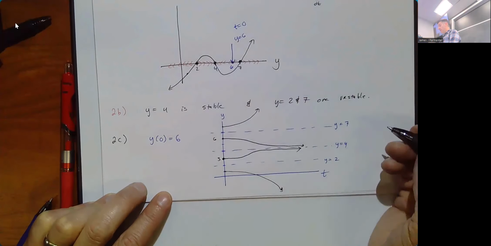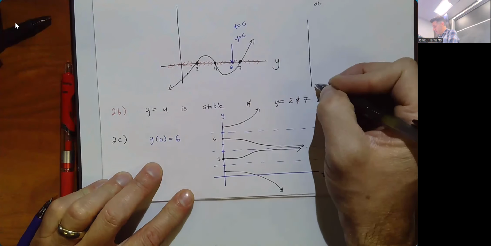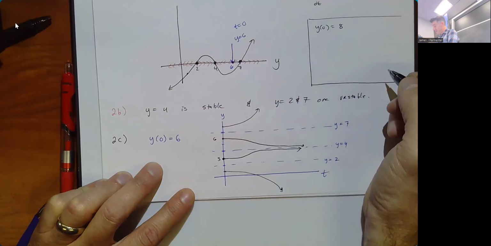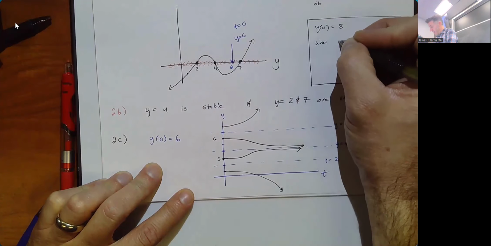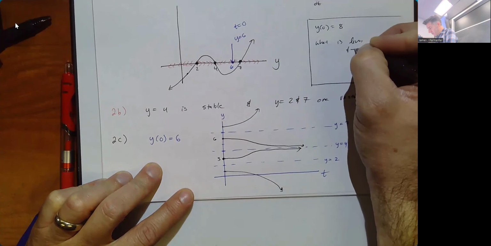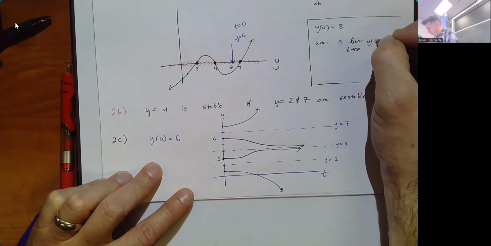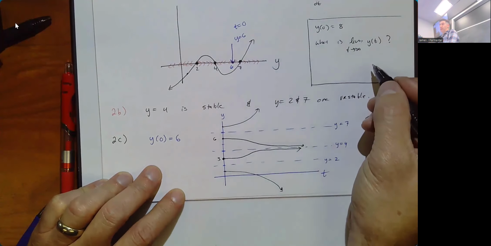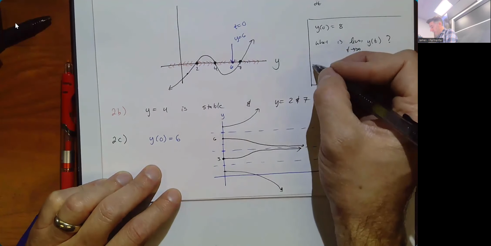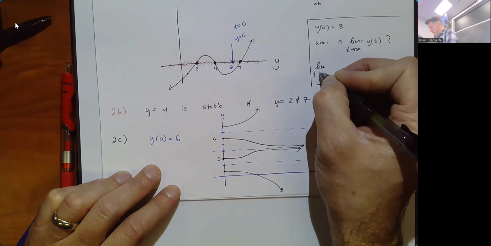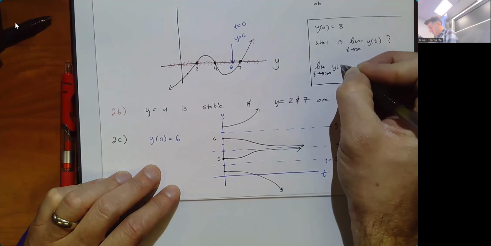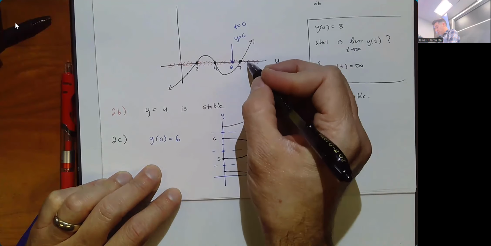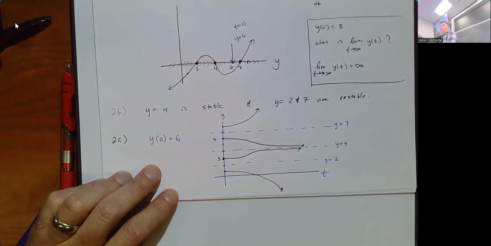On the other hand, if someone asked the question, if y of 0 equals 8, what is the limit as t goes to infinity of y of t? Well, now if we're starting here, we're just getting pushed further and further to the right, which means y is getting larger and larger. So in this case, the limit as t goes to infinity of y of t would be infinity, because the y's are just getting bigger and bigger. There's no end.